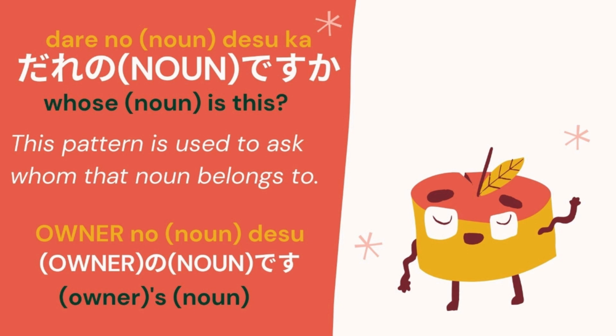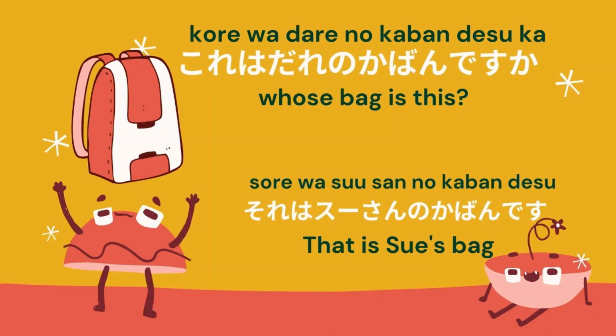So, ang magiging sagot natin dito, tatanggalin natin yung dare, papalitan natin ng pangalan ng owner. Owner no noun desu. Tapos yung noun, yun yung bagay na tinutukoy dito. So, ang magiging sagot natin is owner no noun desu or owner's noun. Bigay ako na example para mas maintindihan niyo ang pattern na yun.